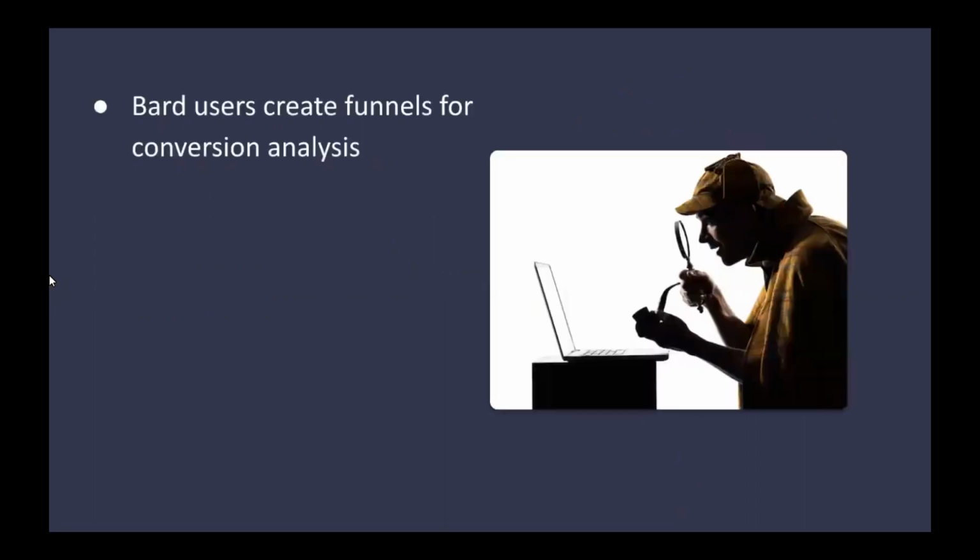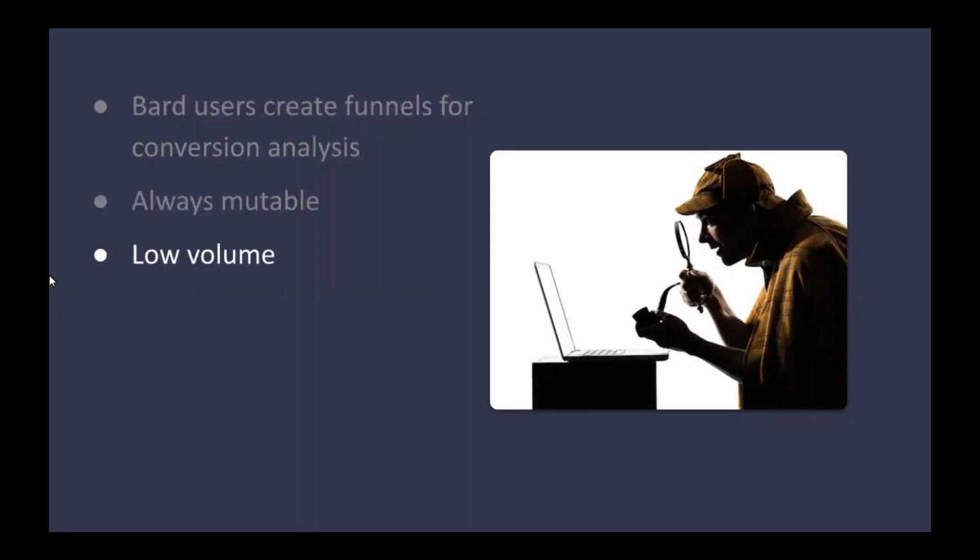Next up, we've got funnel data. This data corresponds to the funnels that Bard users create in order to perform conversion analysis. Funnels always need to be mutable. We wanted Bard users to be able to create and edit their funnels anytime they wanted to, potentially iterating over a funnel until they found exactly what they needed. And lastly, this kind of data would also come in at a low volume.